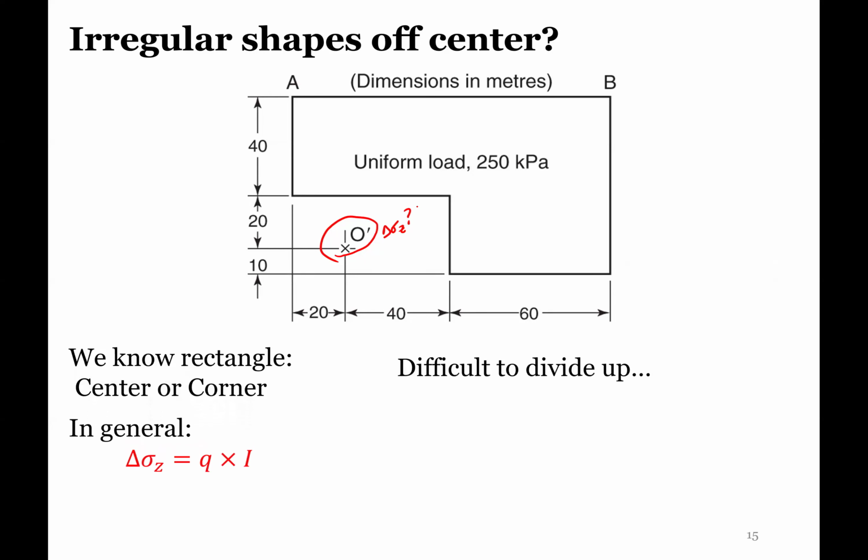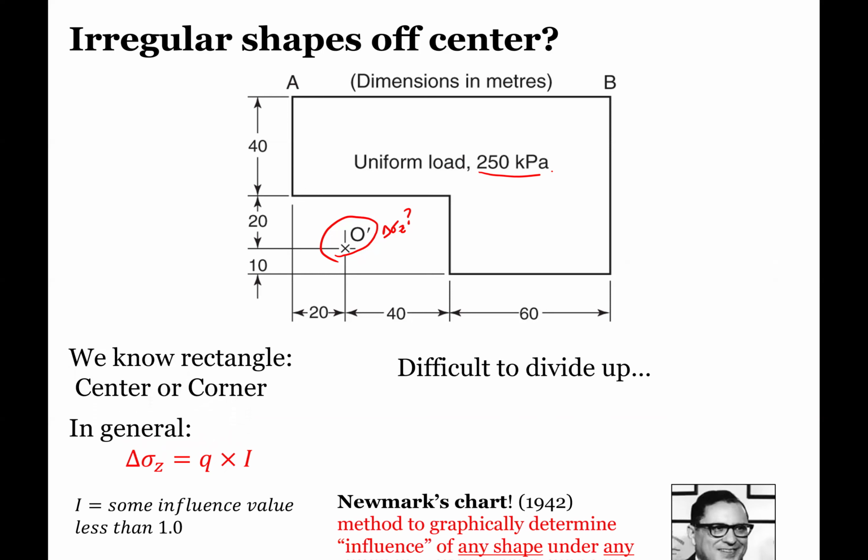So in general, we know that the increase in vertical stress is equal to this Q, the stress at the surface, times this influence factor. In this case, we're given a uniform load at the surface. And this is a bird's eye or plan view, if you haven't noticed that yet. So we're looking down at the layout of the foundation. We know that this I value is some influence value less than 1.